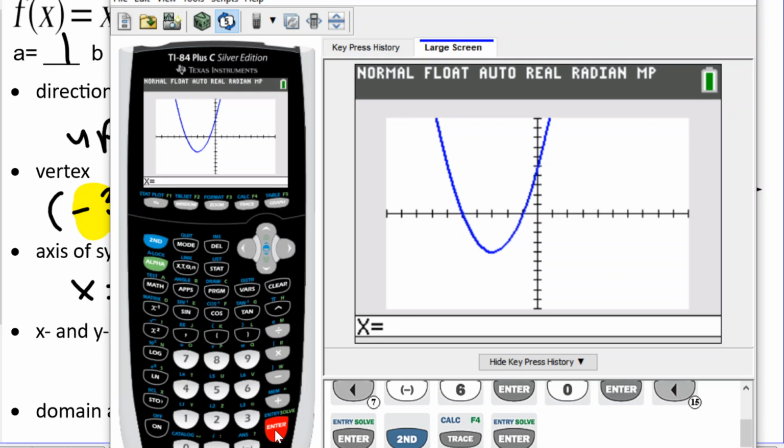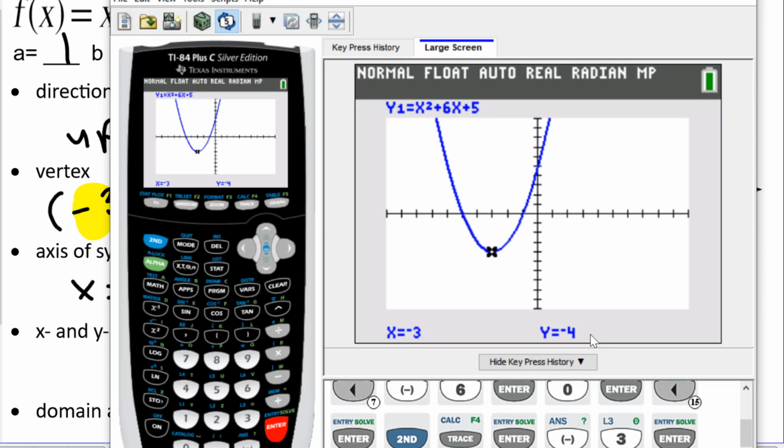If I wanted to, we notice, remember that negative 3 was our vertex. It tells me that at negative 3, y is negative 4. So it's just going to tell you any point on the graph.